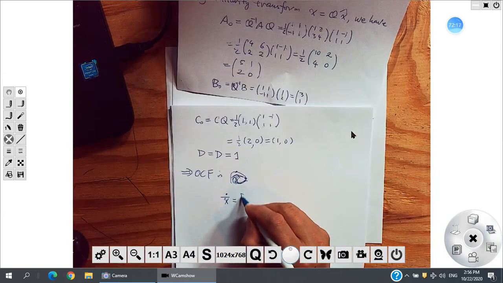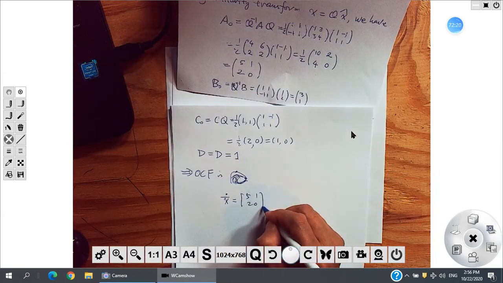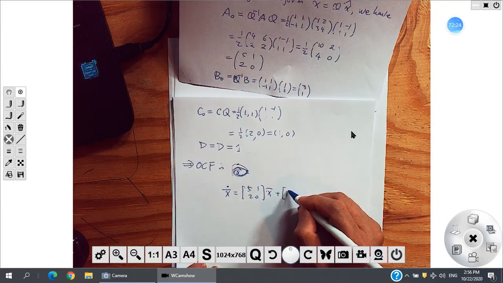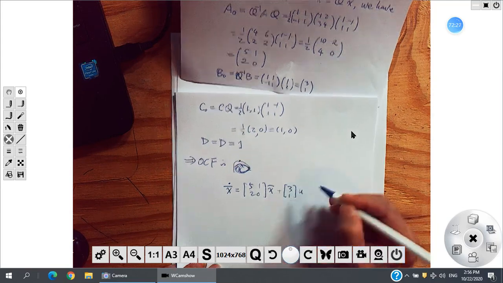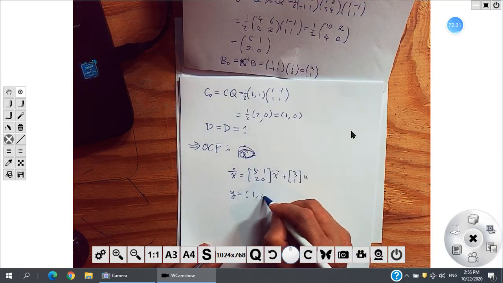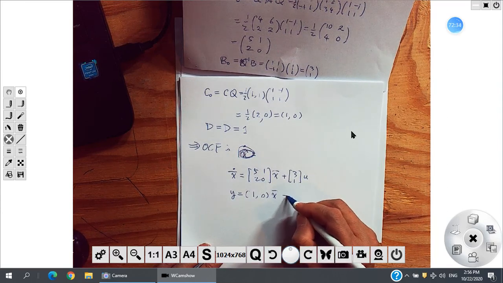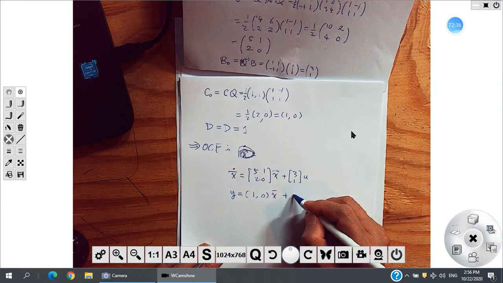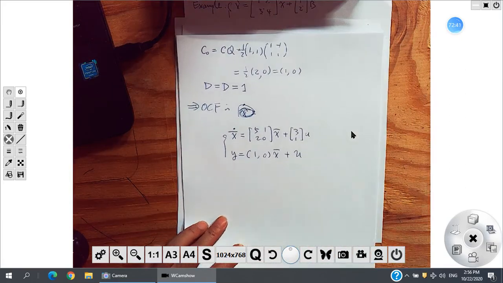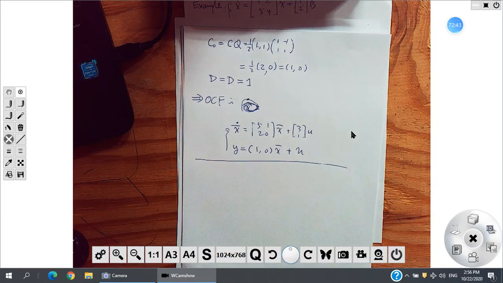New A is this one. It is 5, 1, 2, 0 times x bar, and plus the new B. B is 3, 1 times U, and y equal to the new C. The new C is 1 and 0 times x bar, and plus D is still 1 times U. Yep, plus U. Okay. So we have the OCF. It looks like this. All right. Let me see. I finished this example.